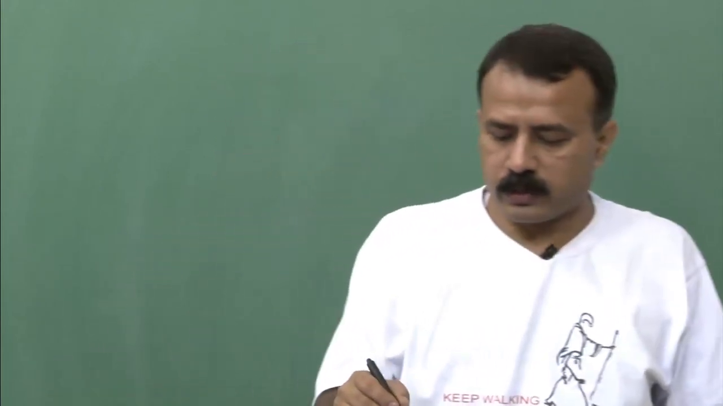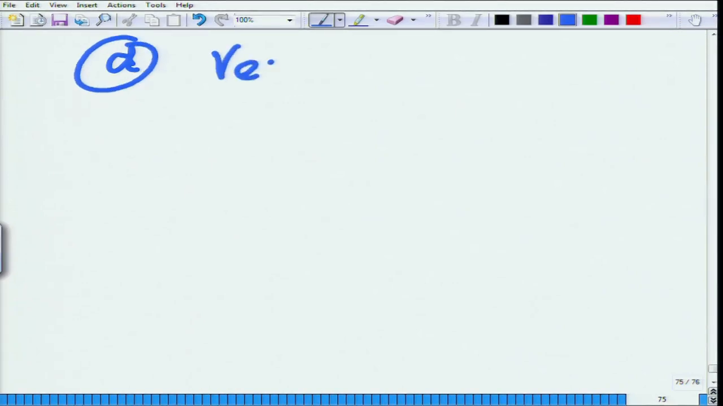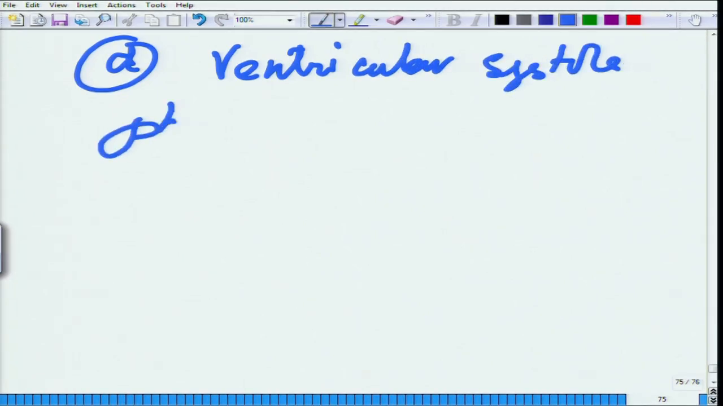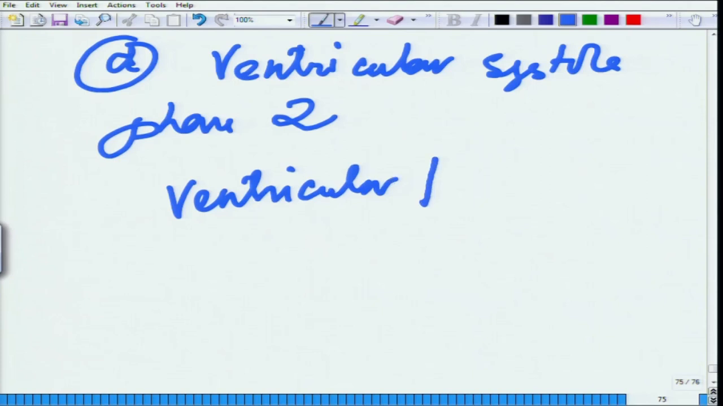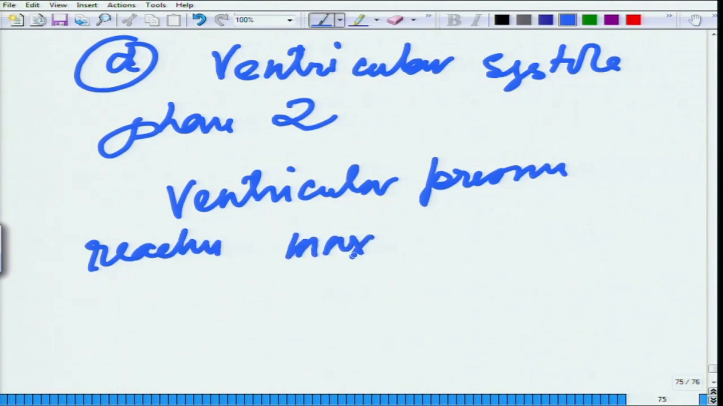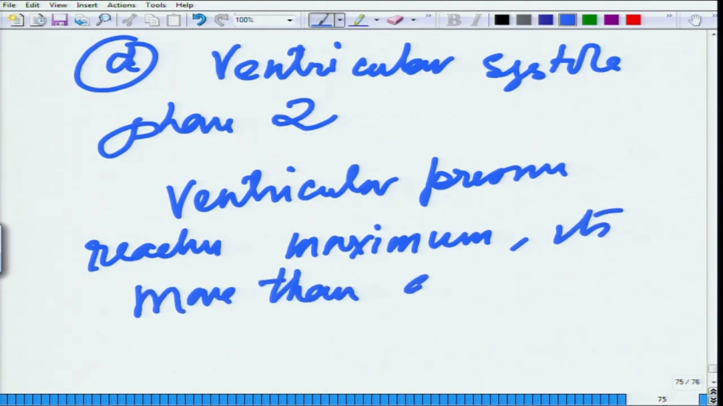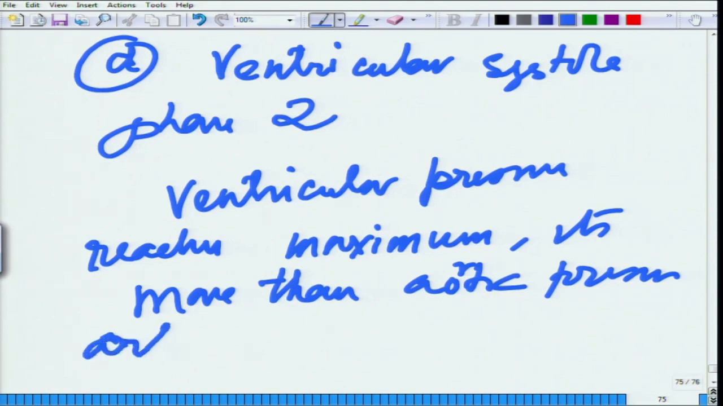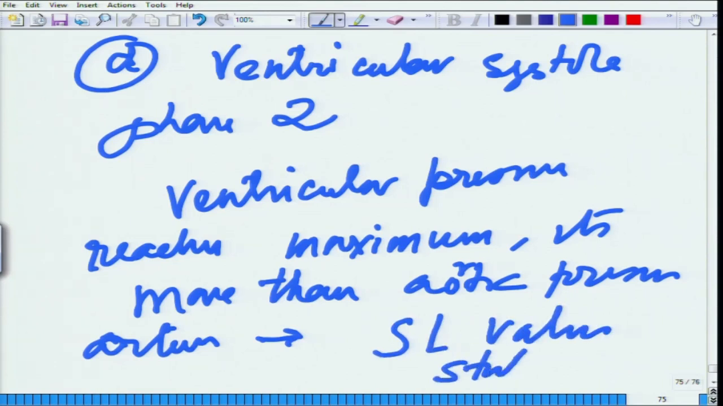I will move on to the next slide, where we have phase D, that is ventricular systole phase 2. This is the time when the ventricular pressure increases and reaches maximum, and it is more than the aortic pressure, the pressure of the aorta and the arteries. So, this is the time when the semilunar valve starts to open.